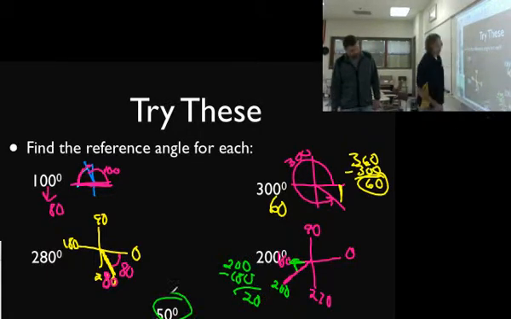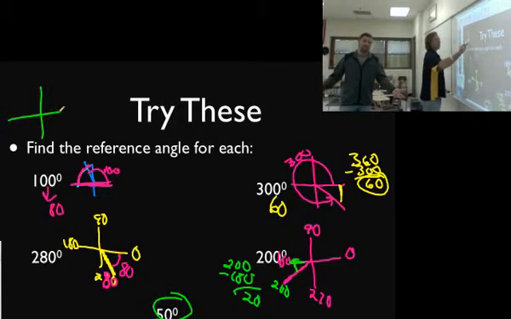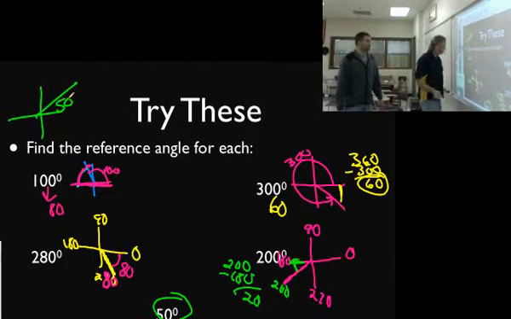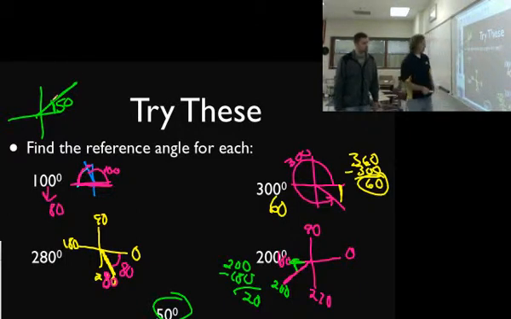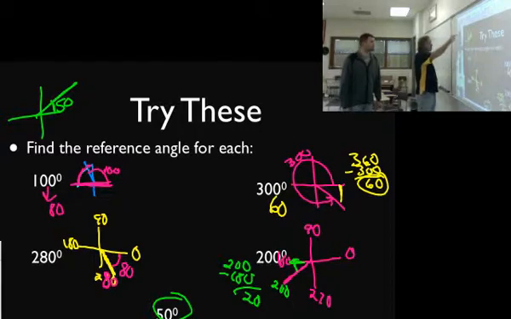What's the reference angle for 50, sir? There's 50. 50 is 50. That's still the angle closest to the x-axis. So that was a trick question.